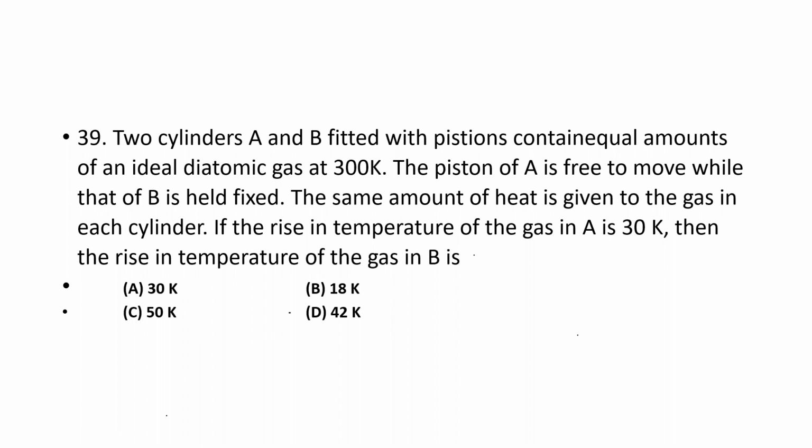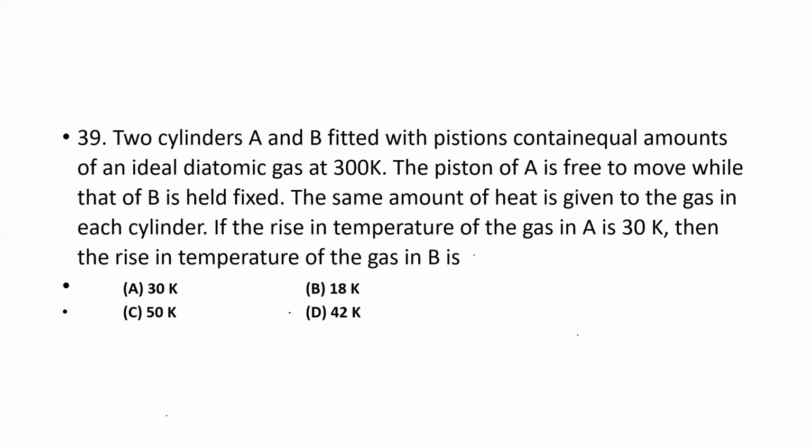So A and B are fitted with an equal amount of ideal diatomic gas at 300 Kelvin. Here piston A is free to move while piston B is held fixed. Here the same amount of heat is given to the gas in each cylinder. So if the rise in temperature of the gas in A is 30 Kelvin, then the rise in temperature of the gas in B, we need to calculate this one.